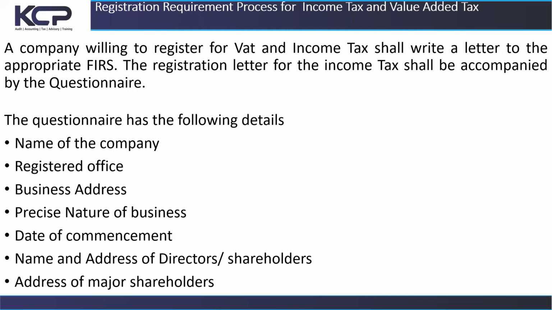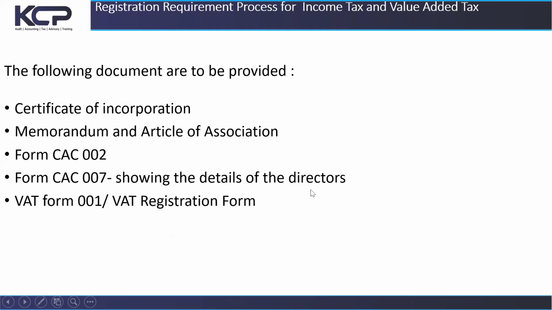Next one is registration requirements and process for income tax and value-added tax. Of course, most of us are familiar with this. You'll be expected to fill a questionnaire that will show the name of the company, the registered address, business address, precise nature of business, date of commencement, name and address of its directors and shareholders, address of major shareholders, and the following other documents will also be required to be attached to that questionnaire.